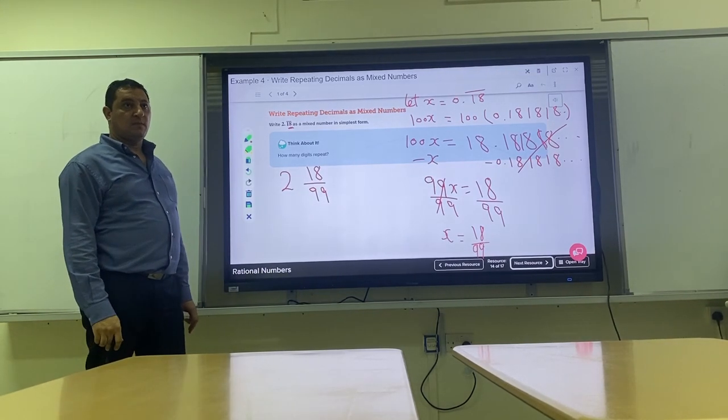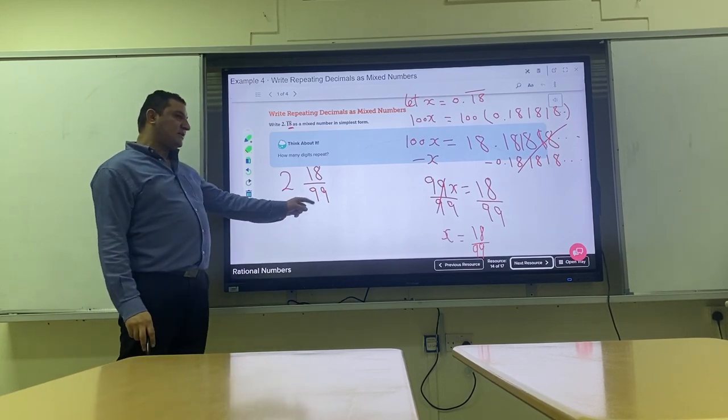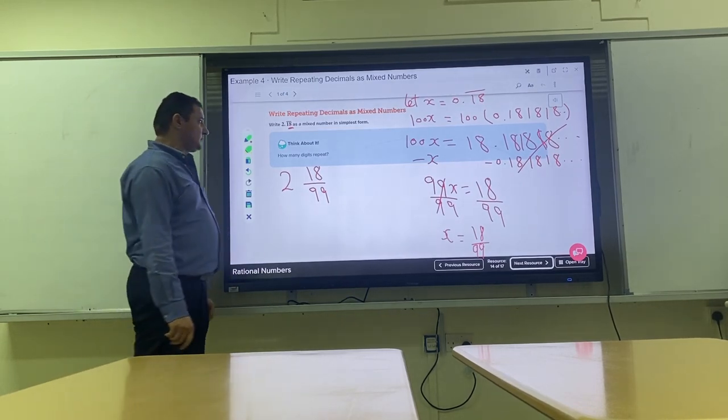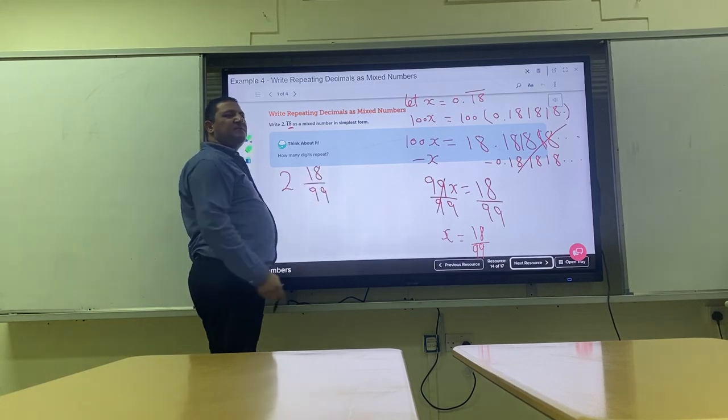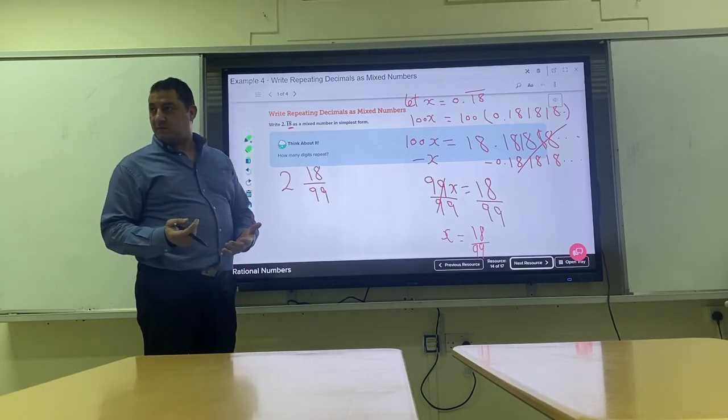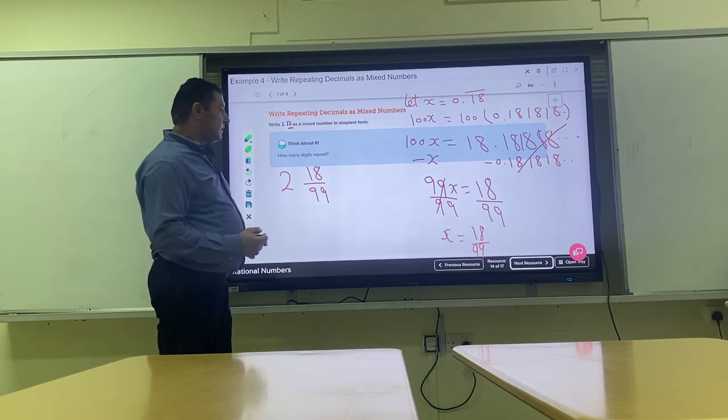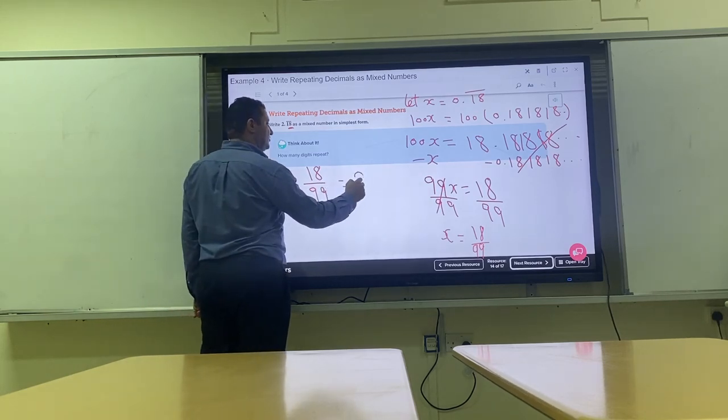Easy so far? Very easy. However, this is not the simplest form, simply because 18 and 99 are both divisible by 9. So 2 over 11. So this is the same as 2 and 2 over 11.